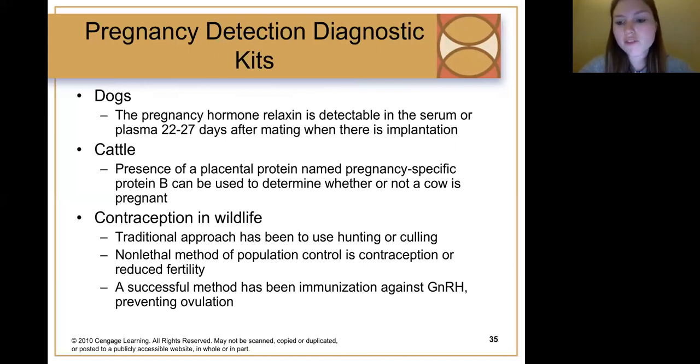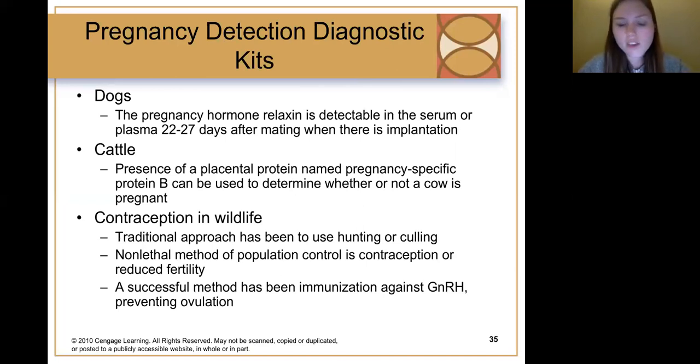Contraception in wildlife: the traditional approach has been to use hunting or culling. A non-lethal method of population control is contraception or reduced fertility. A successful method has been immunization against the gonadotropin releasing hormone, which will prevent ovulation. So those are just some things that you can use.